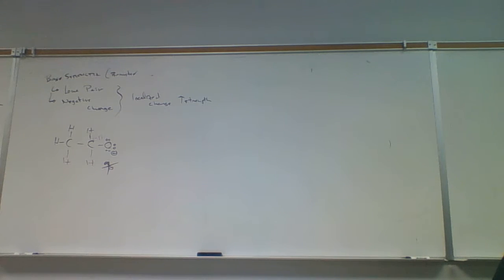That's the base. But how can this one be weaker? This one has a -3, that has a -2. Why is this one weaker? Because this -3 is more electron rich than a -2. And it has to do with what?